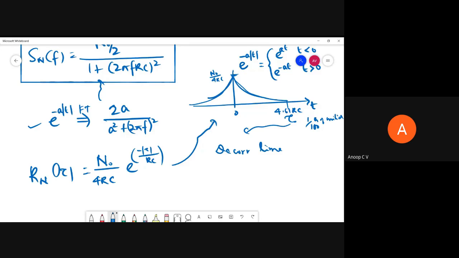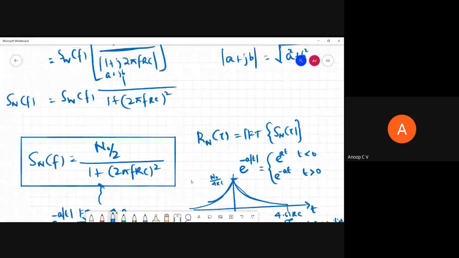We will take up all these things at a later point of time as well. Now we are just finding the output power spectral density and autocorrelation function. So that's the output power spectral density and autocorrelation function if you pass white Gaussian noise through an RC low pass filter.